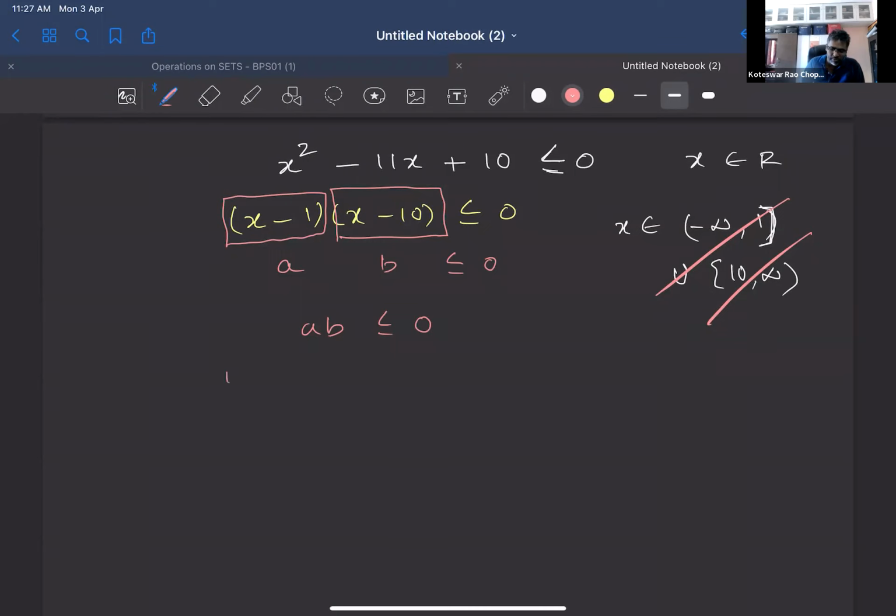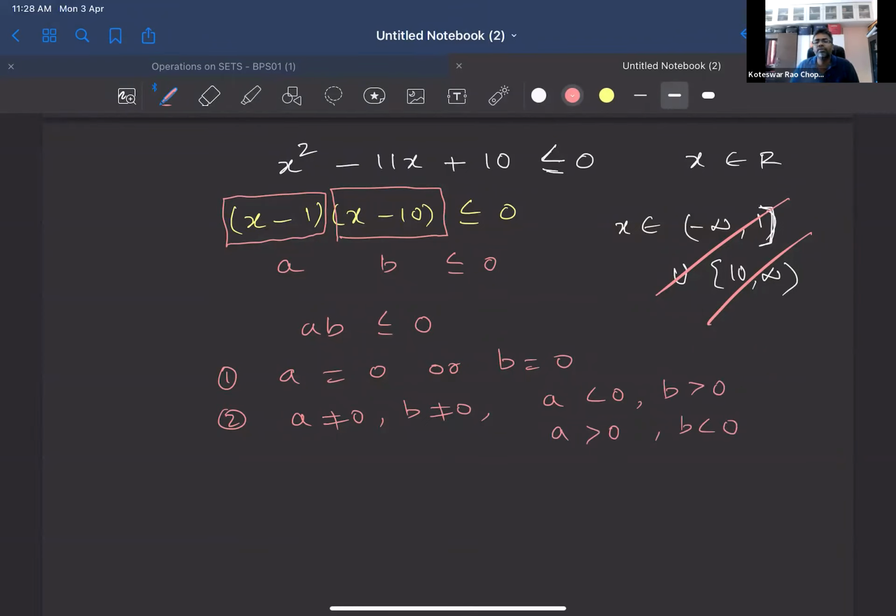You can have cases, right? A is 0 or B is 0. Or if they are not 0, suppose A is not equal to 0, B is not equal to 0, then if one is less than 0, the other has to be greater than 0. If A is greater than 0, then B has to be less than 0. Only then you will get less than or equal to 0, right? So what are the critical points here?